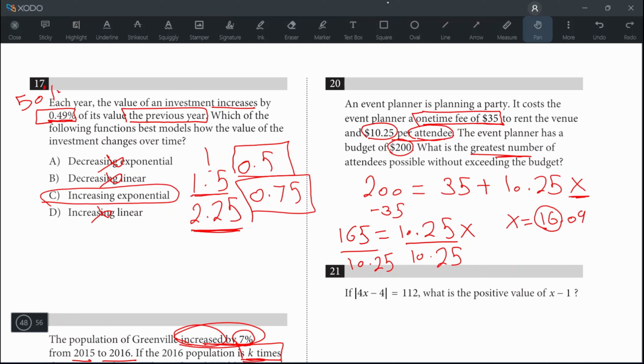If we plug 17 into this equation here, we'll get a value that's greater than 200. In this case the answer won't be correct, because he said he has a budget of 200. That means he cannot spend more than 200. So 16 is the answer for this question.